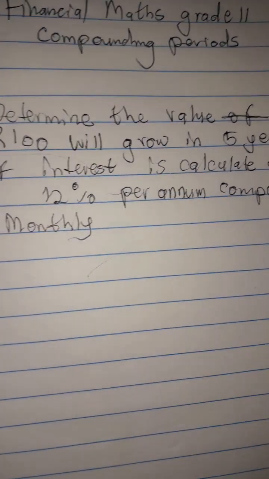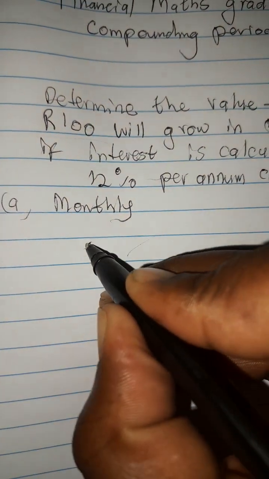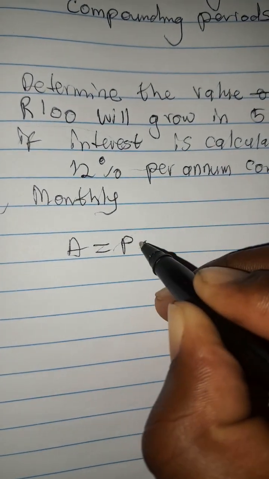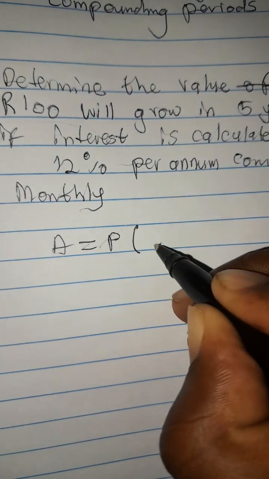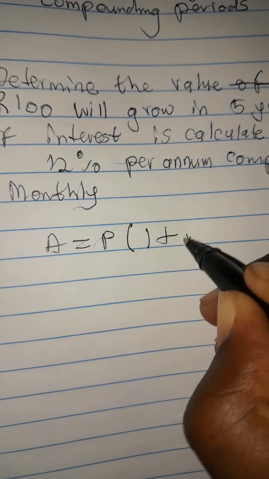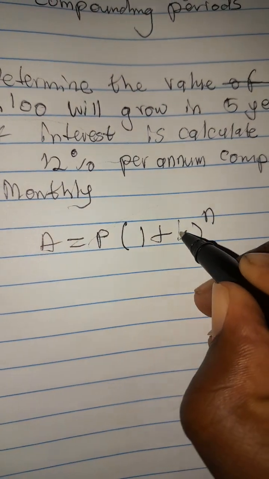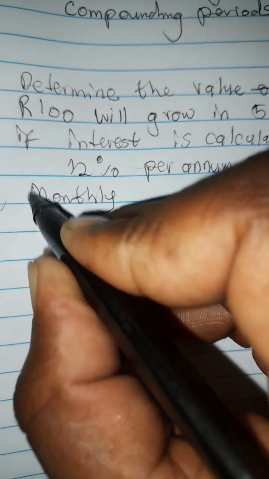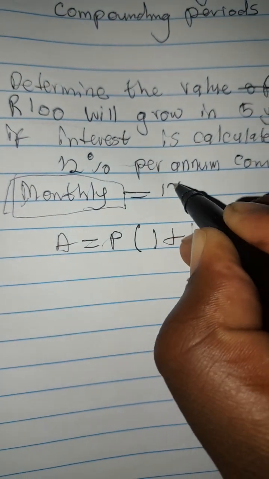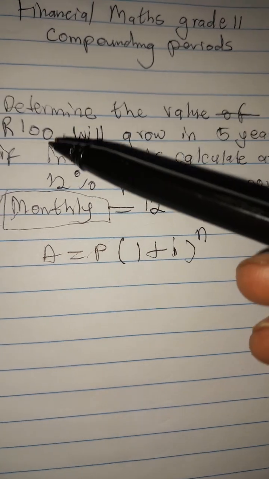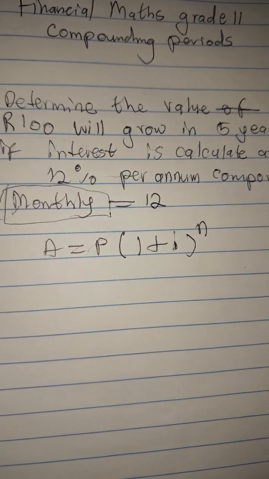When you're talking about compounding periods, the formula that you will always use is A equals P, the accumulated amount and the present value, open the bracket, 1 plus i to the power of n. Once there is a compounding period such as monthly, we all know that monthly will always be 12. We have 12 months in a year. They said determine the value 100 rand will grow in 5 years time if the interest is compounded monthly.